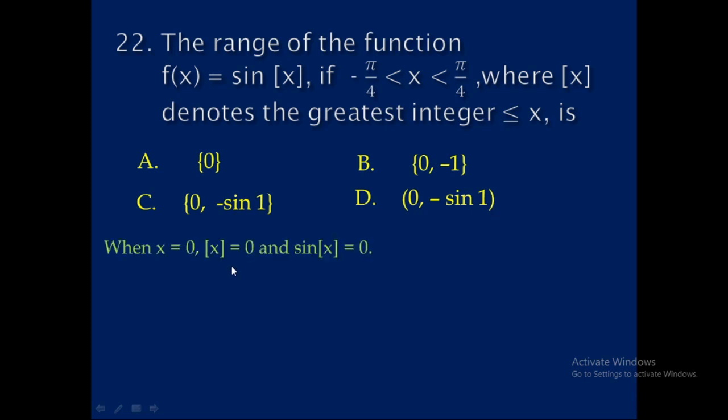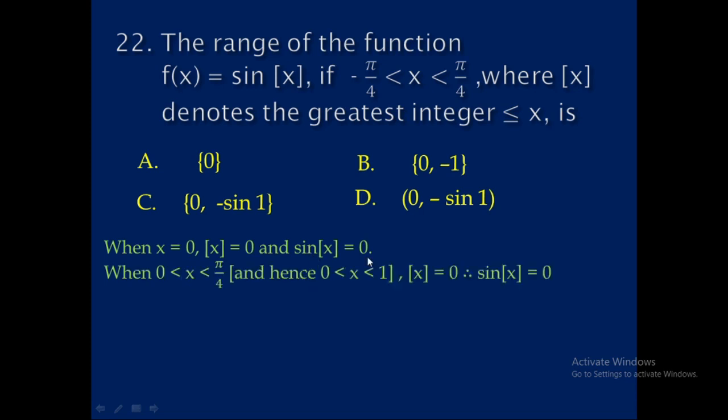Here also you know that for the greatest integer function, the greatest integer of an integral value is always equal to that integral value. If x is equal to 0, the greatest integer is 0. Therefore, the sine of the greatest integer of 0 is 0.